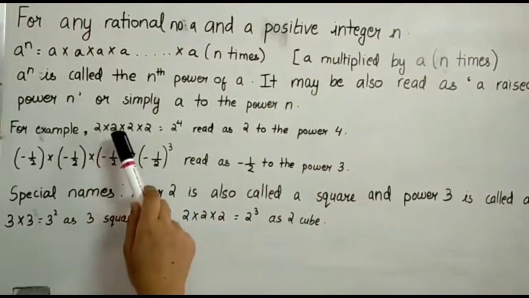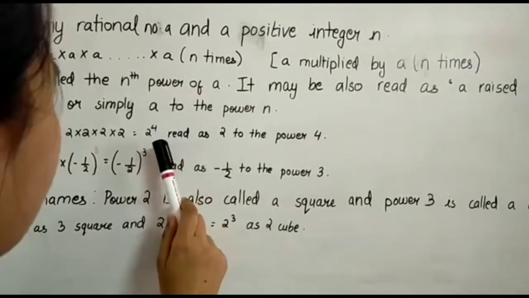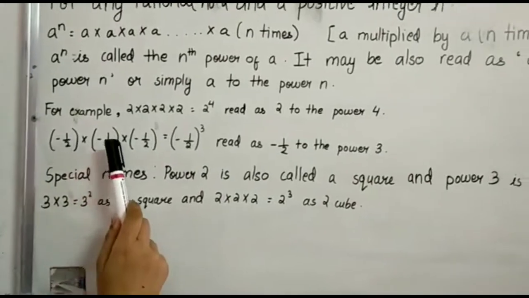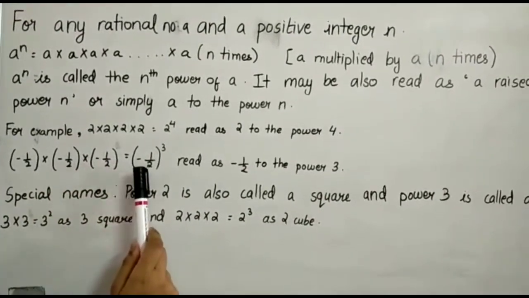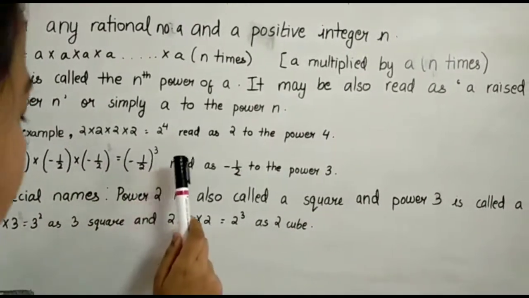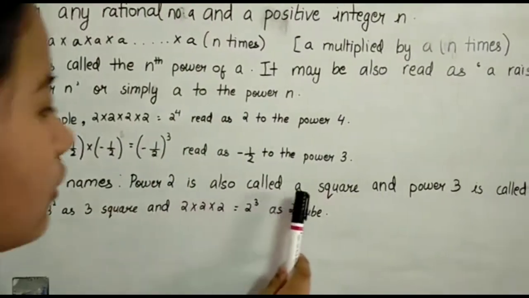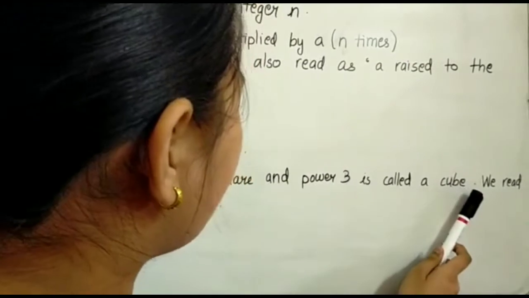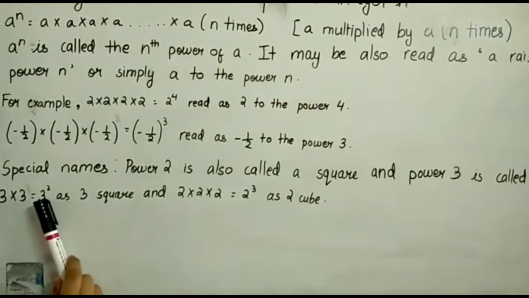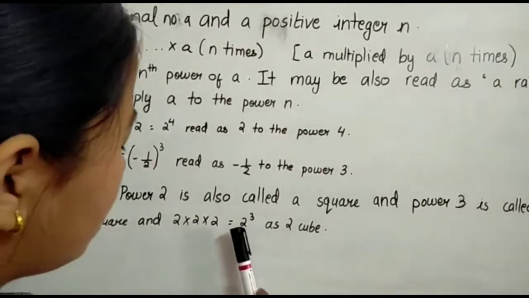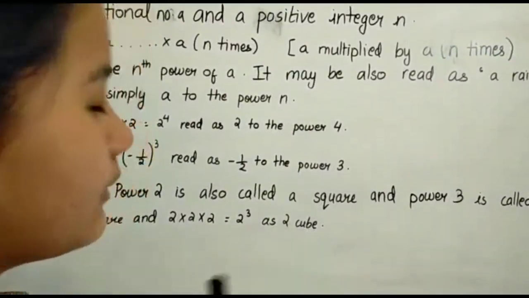For example, 2 into 2 into 2 into 2 equals 2 to the power 4, read as 2 to the power 4. Minus 1 by 2 into minus 1 by 2 into minus 1 by 2 equals minus 1 by 2 to the power 3, read as minus 1 by 2 to the power 3. Special names: power 2 is also called a square and power 3 is called a cube. We read 3 into 3 equals 3 to the power 2 as 3 square, and 2 into 2 into 2 equals 2 to the power 3 as 2 cube.